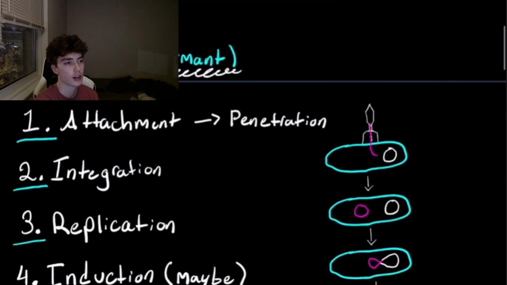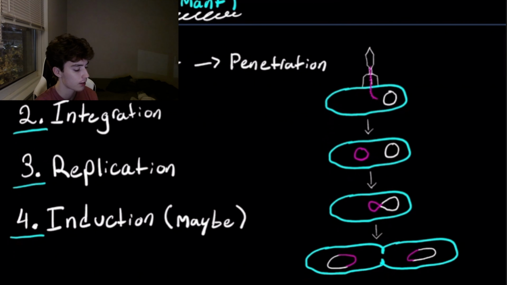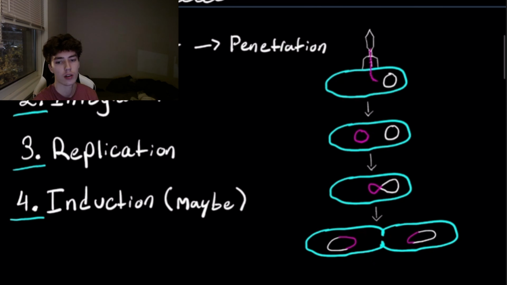So integration is essentially when the viral genome combines or integrates itself with the bacterial cell's chromosome. Now that the genome is integrated with the bacterial cell's chromosome, it'll go through many rounds of binary fission with that viral genome now incorporated into its chromosome, carrying on that viral genome. A bunch of new bacterial cells will obviously contain this viral genome.